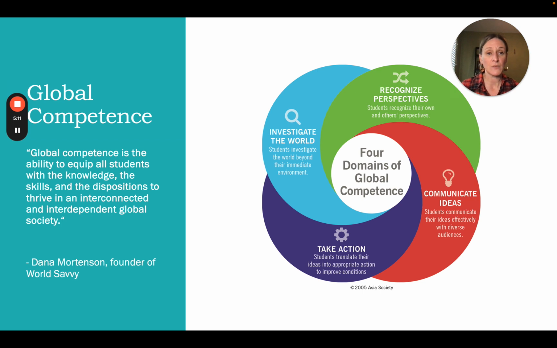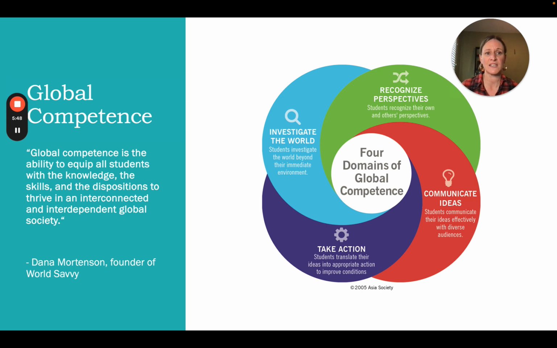The second domain is recognizing perspectives. Students recognize their own and others' perspectives. The key piece of this, I think, is recognizing our own perspectives and what brought us there. So why is it that we feel what we feel? What went into our individual, familial, or collective histories that led to these feelings and perspectives? Conversely, what went into the history and day-to-day experiences of people in other parts of the world that led to their perspectives?